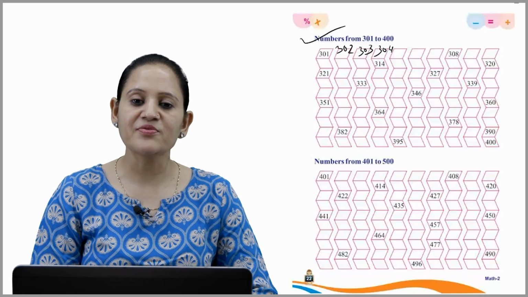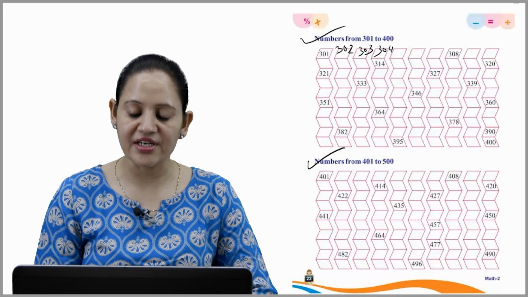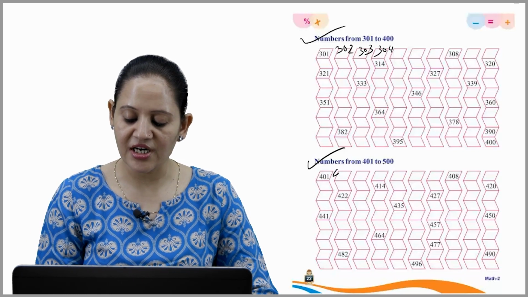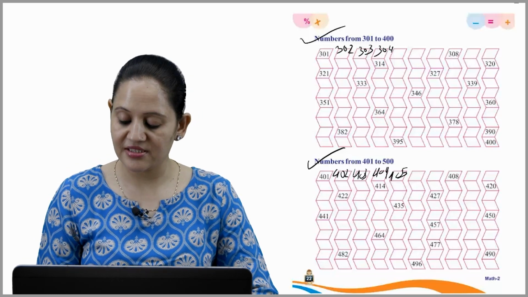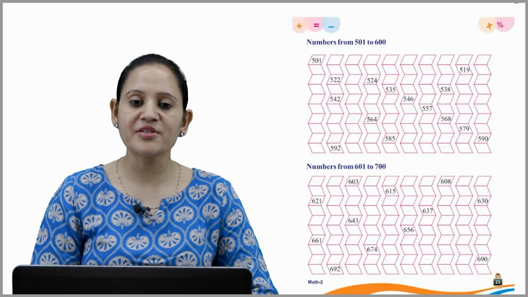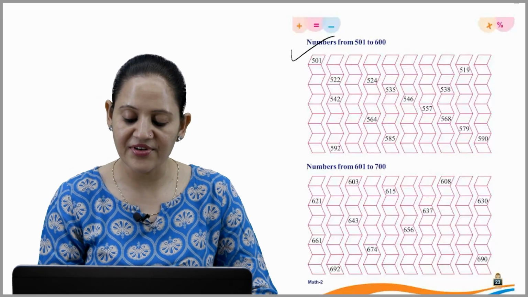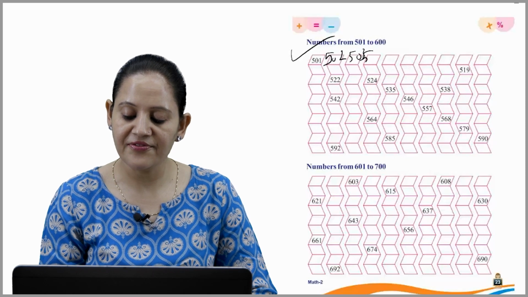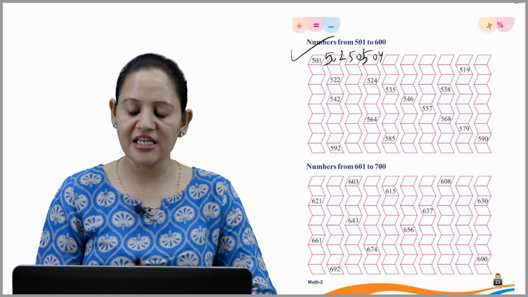Next is numbers from 401 to 500. 401, 402, 403, 404, 405. Like this we keep writing the numbers. Next is numbers from 501 to 600. So start from 501, then 502, 503, 504, 505, 506. Like this we can keep writing the numbers.